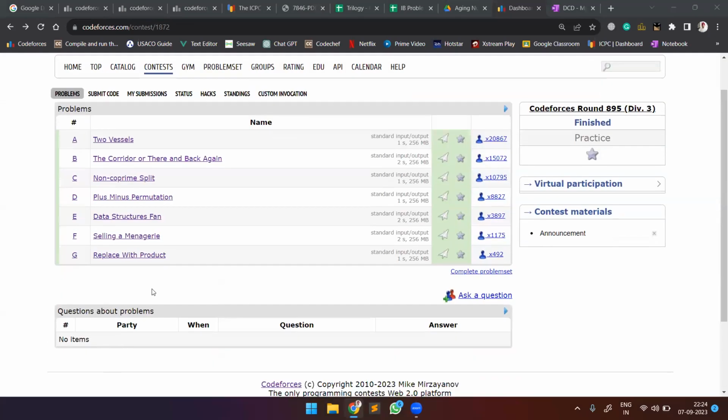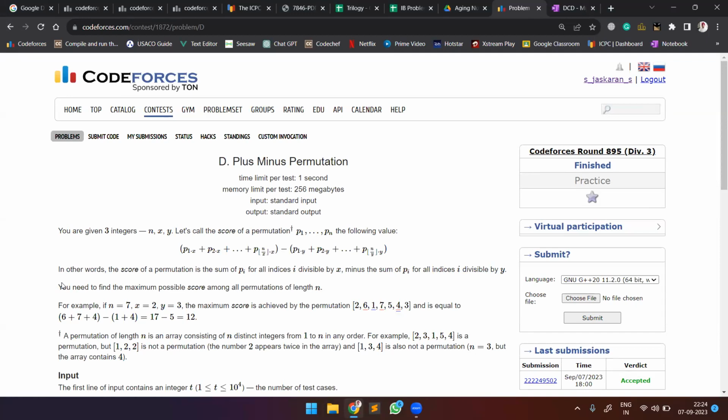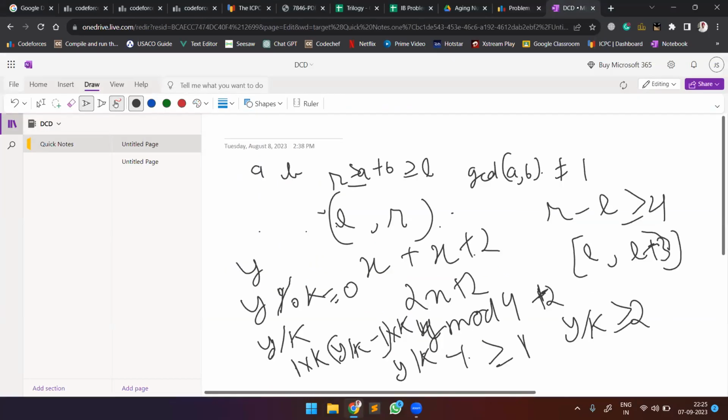So let us move on to the next question, which is the third one. Sorry, fourth one. Plus minus permutation. In this question, we have a permutation of numbers. We can form a permutation of numbers of length n. Now, what is given is we have to do the following. There is a number given x and there is a number given y. For every multiple of x, those positions should be added in the permutation, and for every multiple of y, those positions should be subtracted in the permutation. So for that, I should erase.